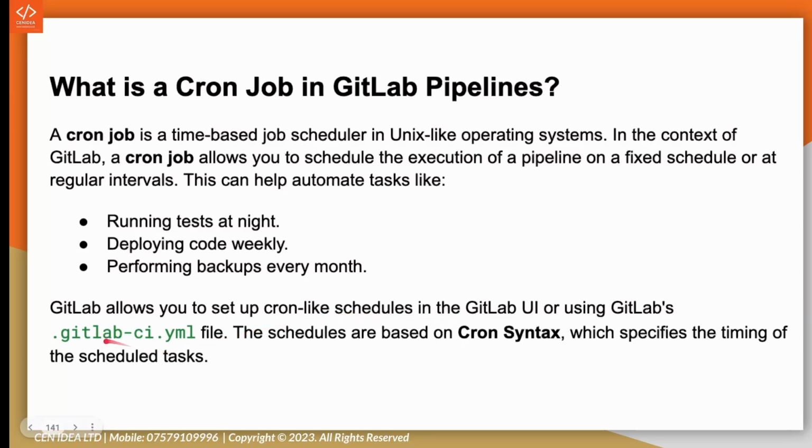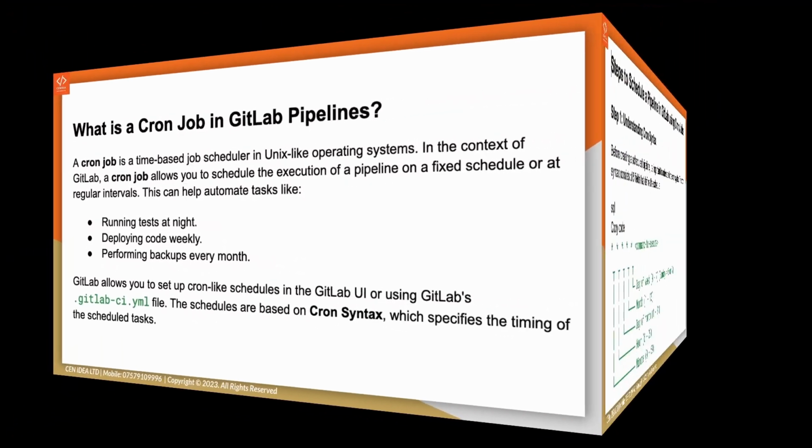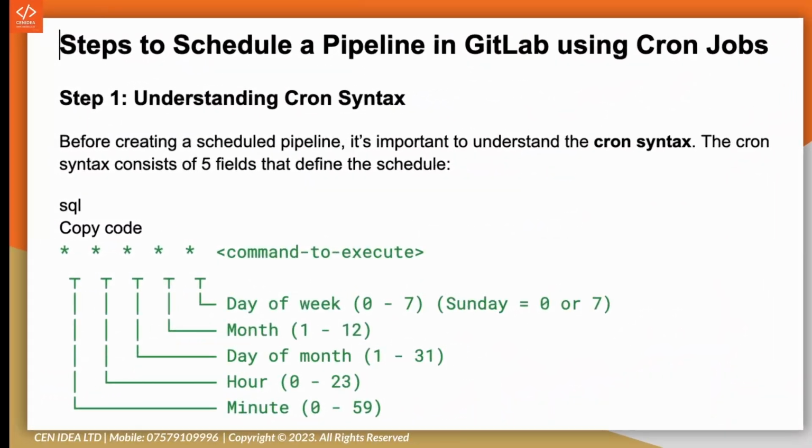All right. So GitLab allows you to set up these cron-like schedules in the GitLab UI, or through the gitlab-ci YAML. The best way that people really do that is through the GitLab UI. These schedules are based on cron syntax, which specifies the timing of the scheduled task. So let's see some of these things that we've been talking about. Before creating the scheduled pipeline, it's important to understand the cron syntax.